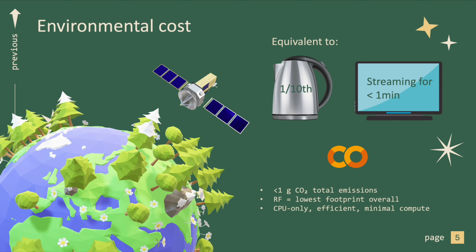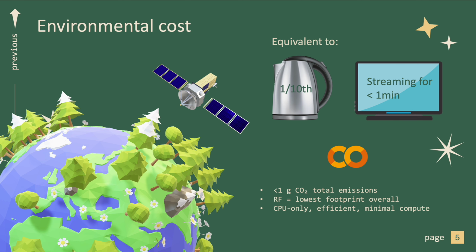These were calculated using conservative assumptions for CPU power and UK electricity emissions. Total emissions were under 1 gram of CO2 equivalent, roughly the same as boiling a tenth of a kettle or streaming HD video for less than a minute. Pre-processing and K-means took slightly longer than Random Forest, so Random Forest actually had the lower footprint overall in this case, but the entire project had a very small footprint.